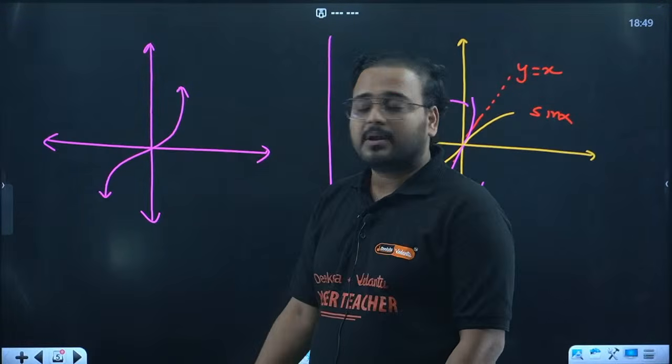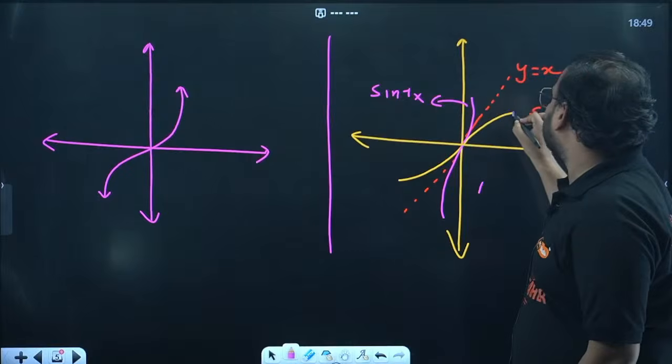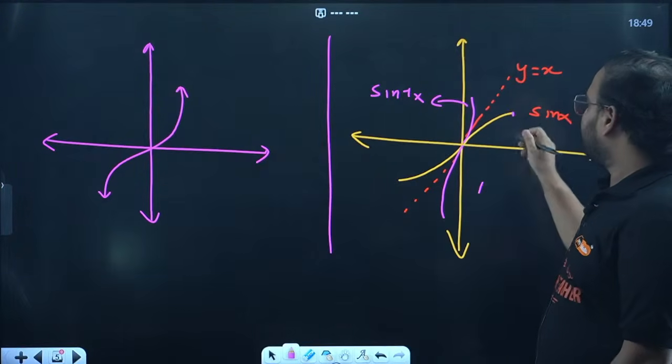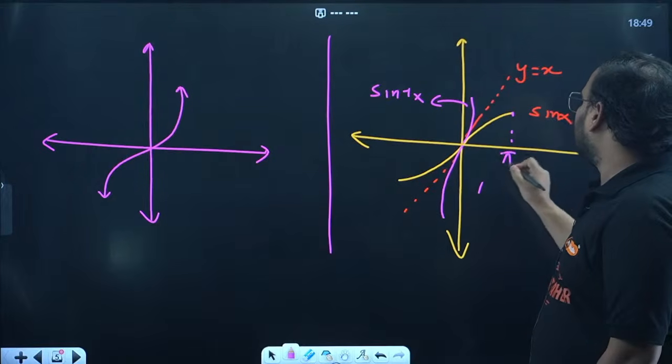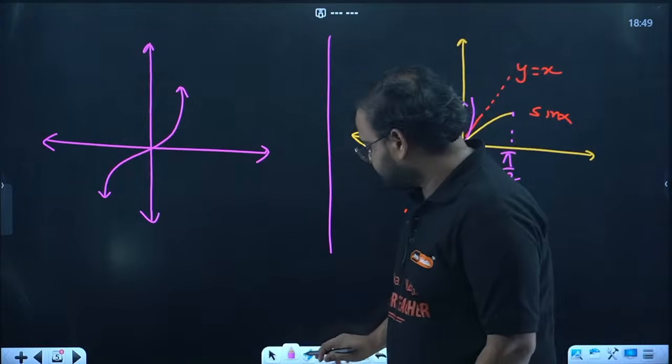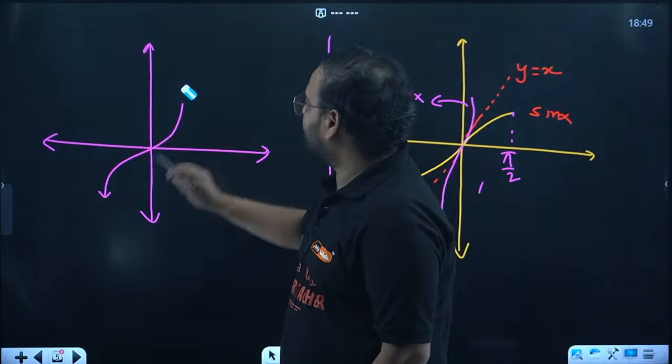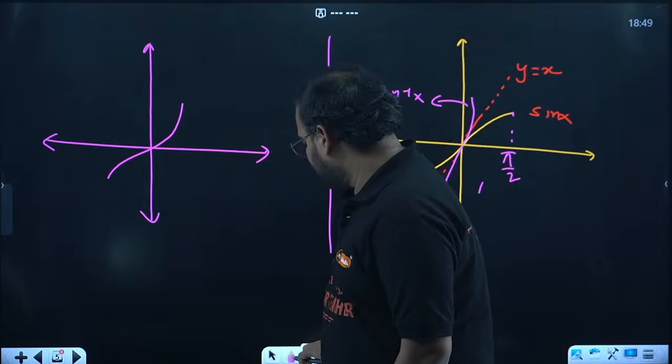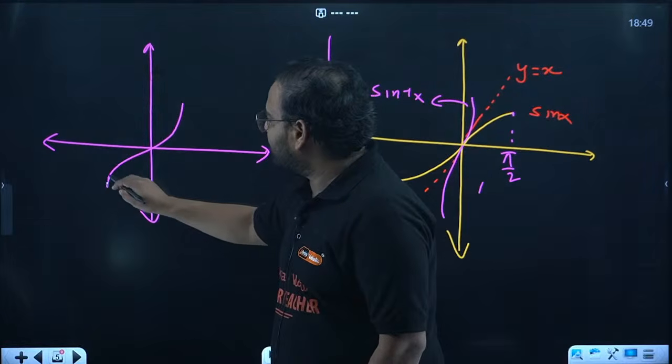Why is that? Because this value is limiting at 1. It is not moving forward. We have kept it at pi by 2 should be equal to 1. So the arrow that you have seen there should not be there. This arrow cannot be there actually. So the actual graph is only like this.